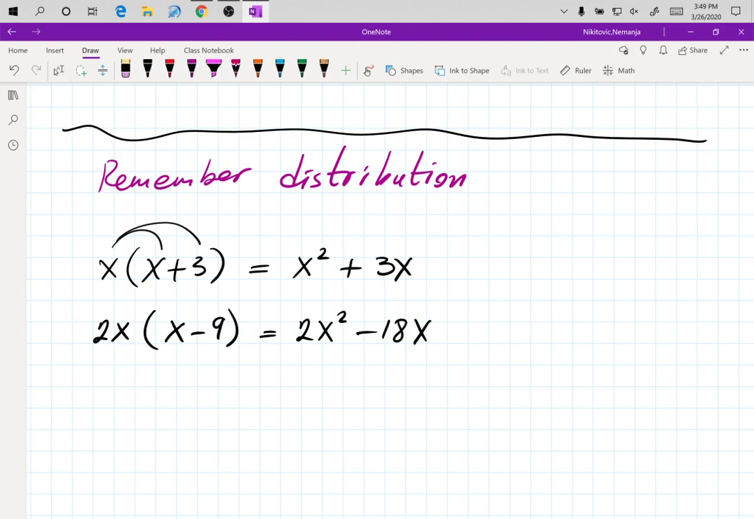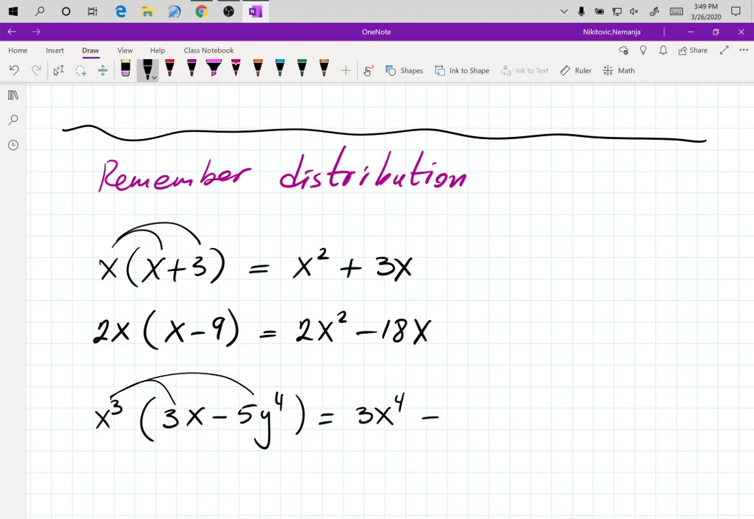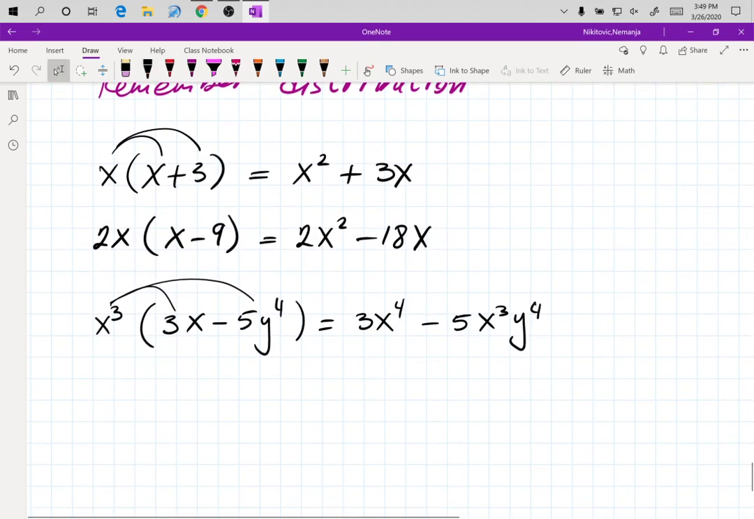The reason why I'm talking about this is that a few examples in the textbook are asking you to also work on distribution. So here they have x cubed distributed into 3x minus 5y to the 4th, which would give us 3x to the 4th, because 3 plus 1, minus 5x cubed y to the 4th. We can't combine them because x and y are not the same.